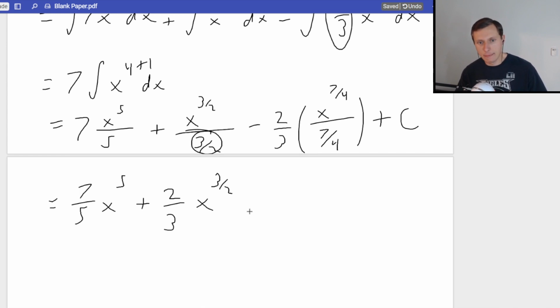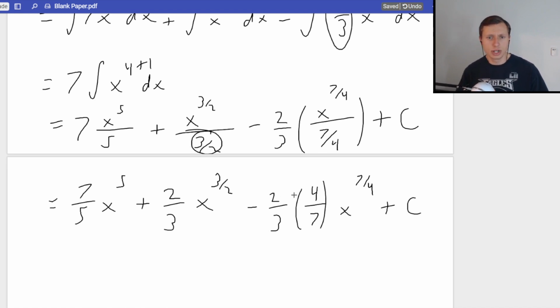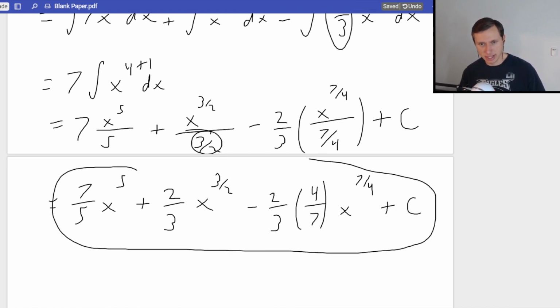So now, minus 2/3, because that's the third term now. And the 7 fourths in the denominator, I'm going to flip it. So now it's 4 sevenths as a normal fraction times x to the 7 fourths plus c. You could even combine the 2/3 and the 4 sevenths if you wanted to. I'll just leave it like this. This is fine. And this is going to be our final answer for this one. Any questions?